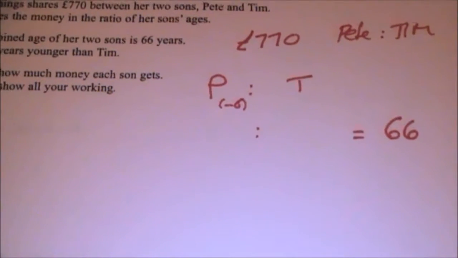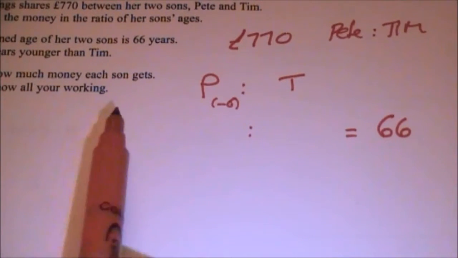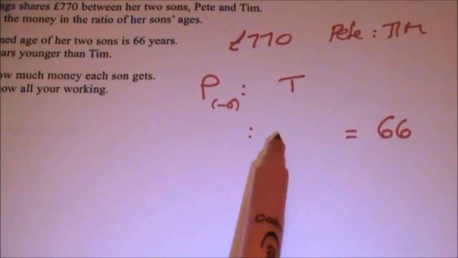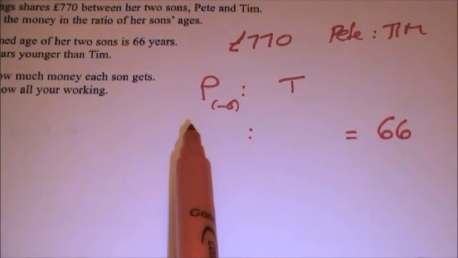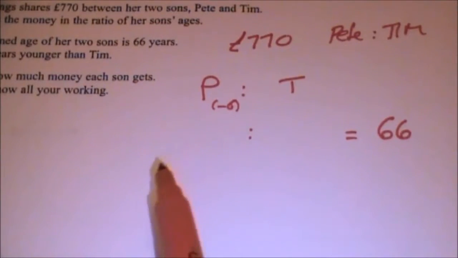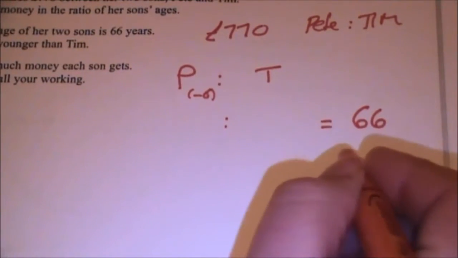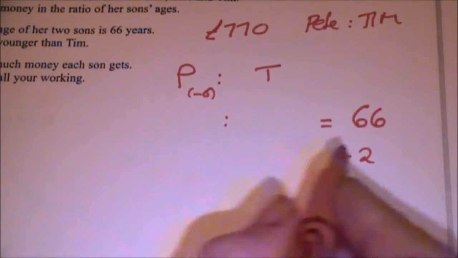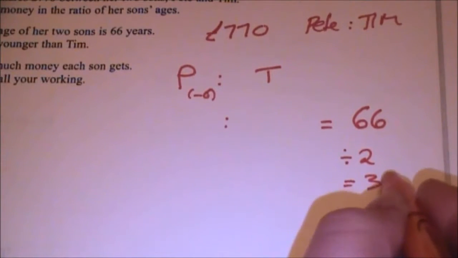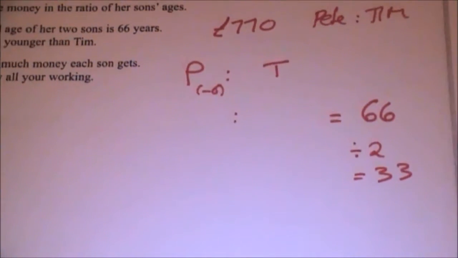Now, I'm going to approach this from a logical point of view. You can go crazy with trial and error, you know, if Tim is 40, then Pete is 34, so together they'd be, oh no, 74, that's too much. I'm going to say, well, their total age is 66, and there's 2 of them. So I'm going to start by working out, if they were the same age, how old would they be? They'd be 33 years.